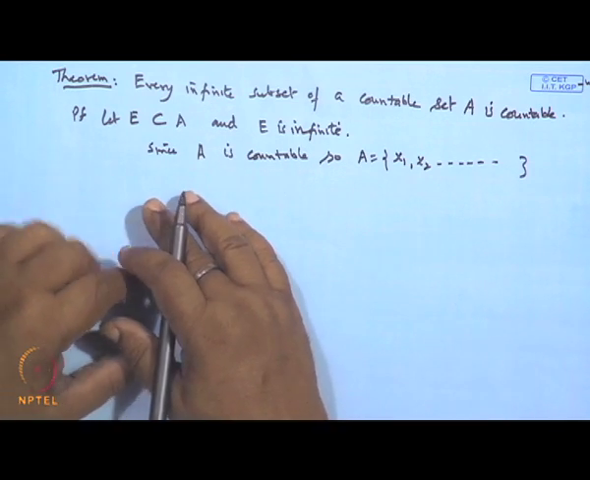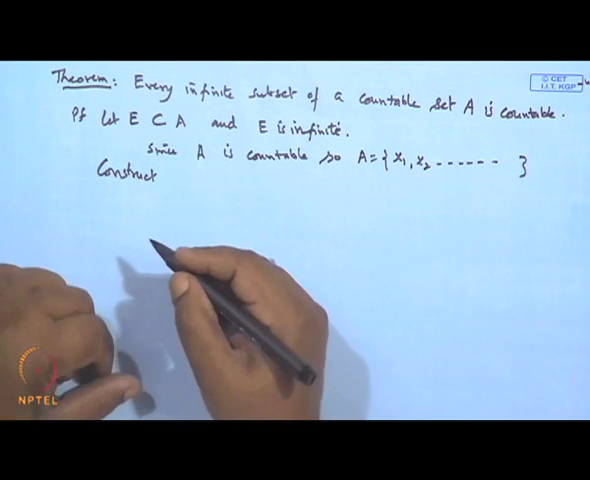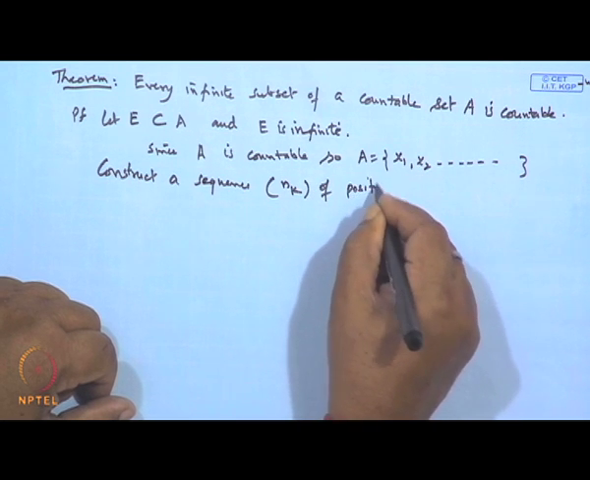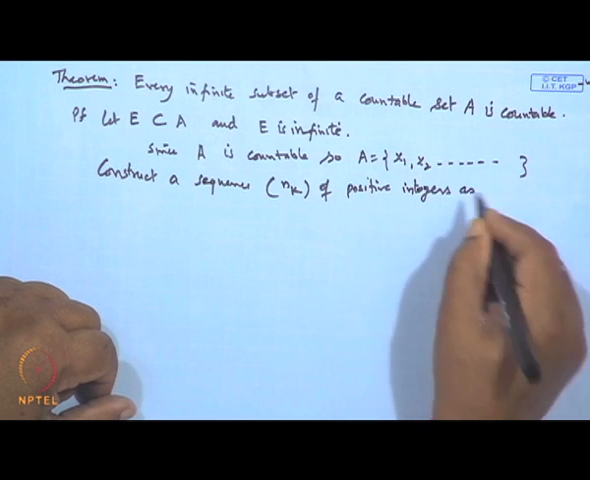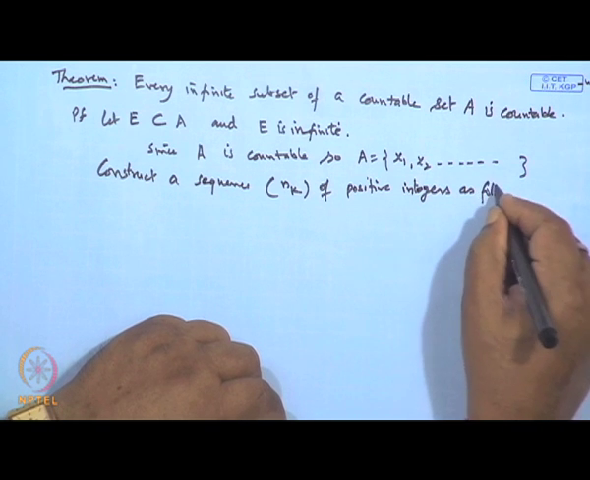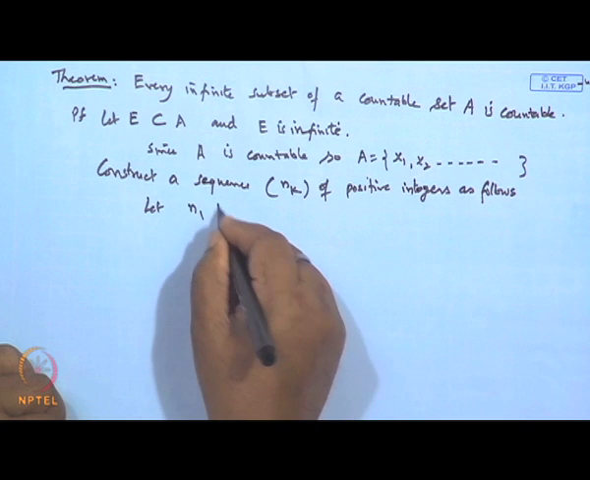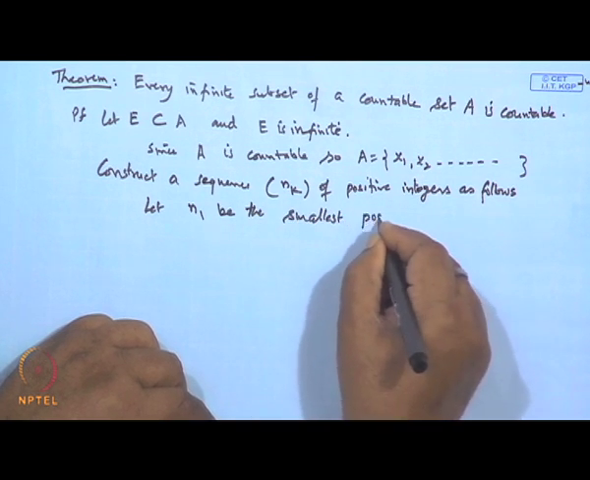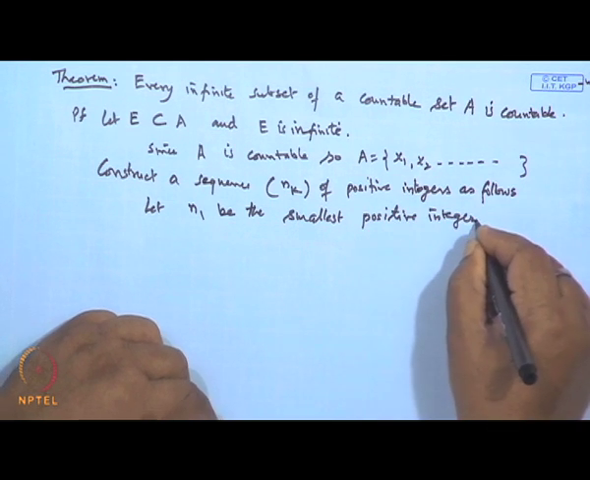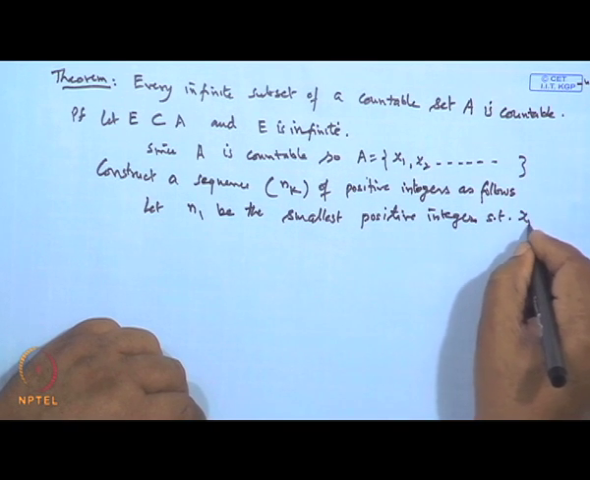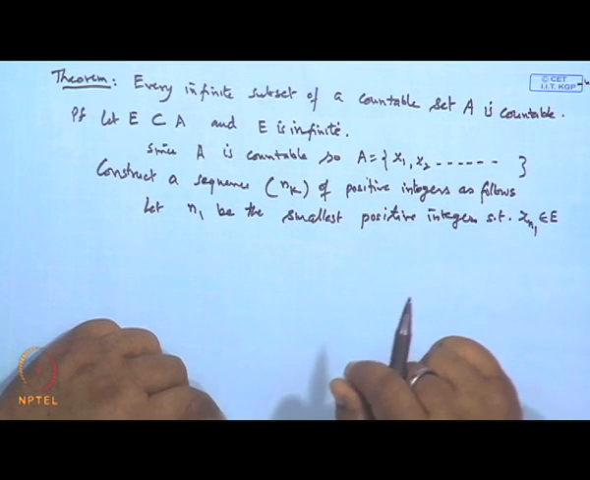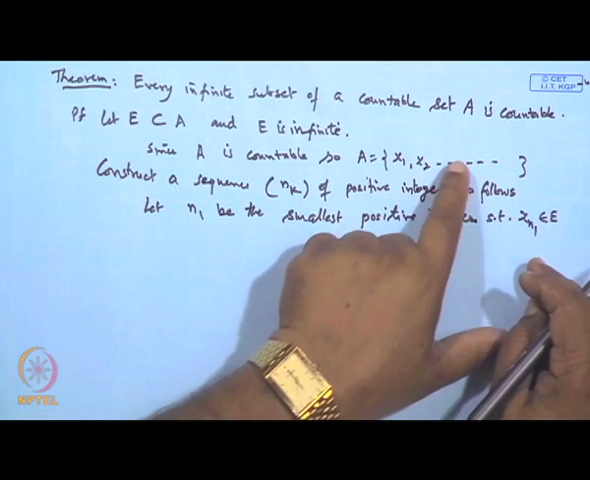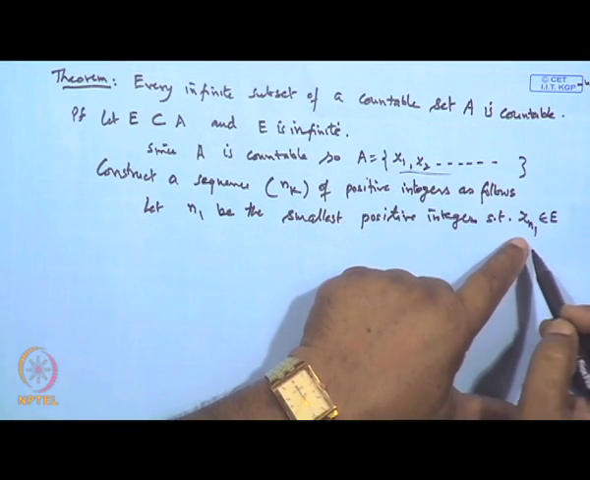Okay. Now, let us construct a sequence n_k of positive integers as follows. Suppose n1 be the smallest positive integer such that x_{n1} is an element of E. Means, suppose I am taking n1 as the smallest integer, so that the first x_{n1} is an element; out of this, the first element which you are getting is x_{n1} belongs to E.